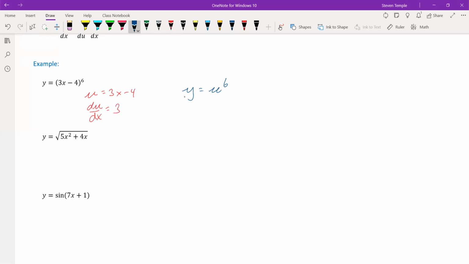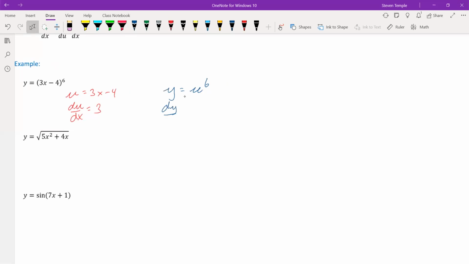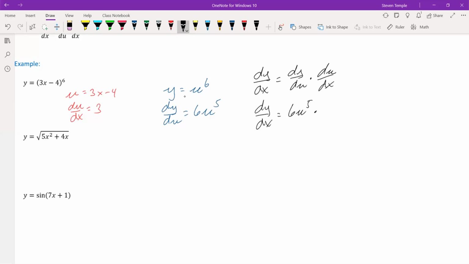We have to take the derivative of our y with respect to u, so we write dy over du equals, and that would be 6u raised to the 5th. And according to the chain rule, and we just rewrite the chain rule from above, it is dy over dx equals dy over du times du over dx. Okay, so if I want to find dy over dx, then I just simply multiply dy over du, which is 6u to the 5th, times du over dx, which is a 3. And I get 18u to the 5th.